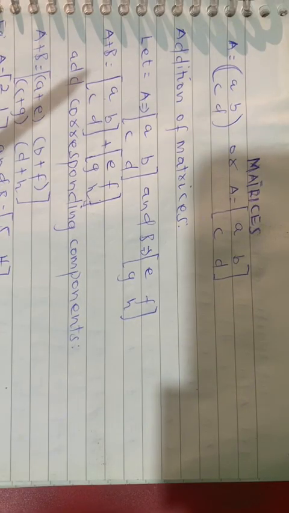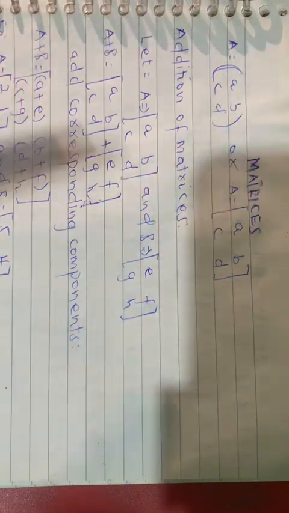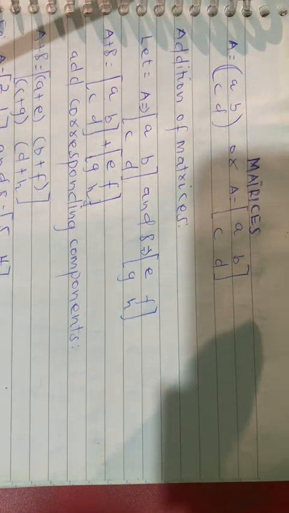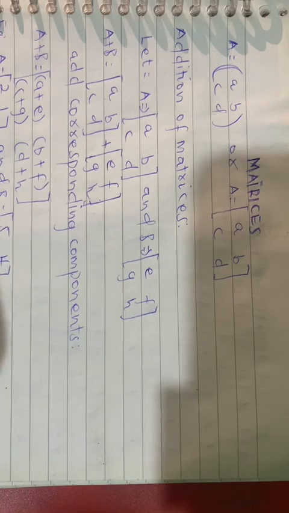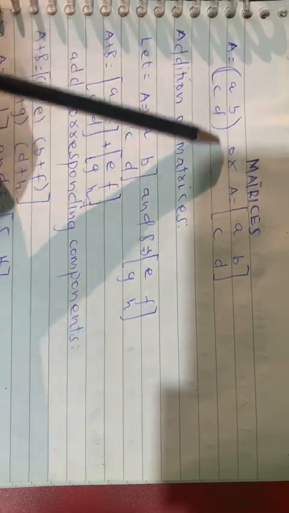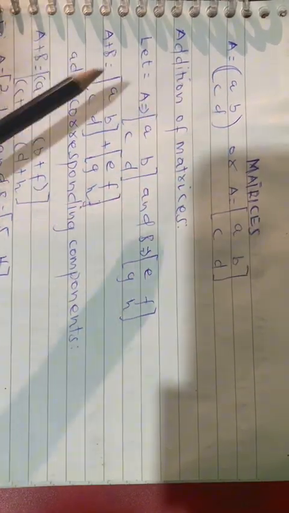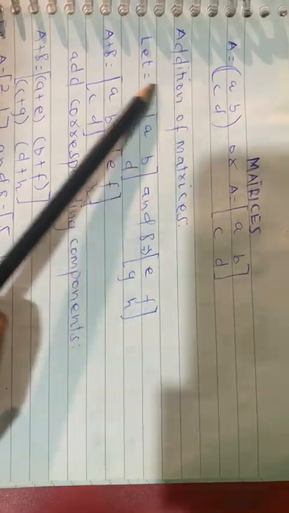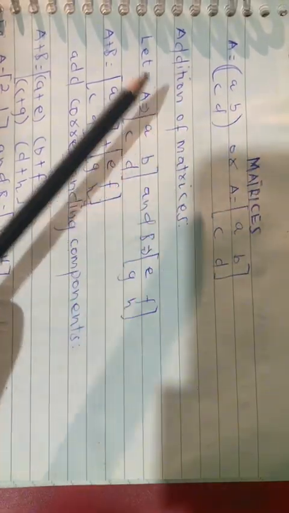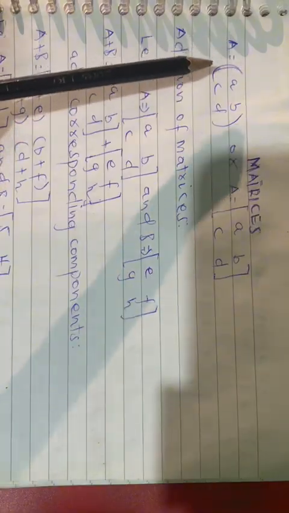Now, one thing you should know about matrices is that they have rows and columns. Rows are the horizontal pattern and columns are the vertical pattern. If you look at this matrix, it has a first row and a second row, meaning it has two rows. It also has a first column and a second column, so it has two columns. So this is a 2 by 2 matrix.